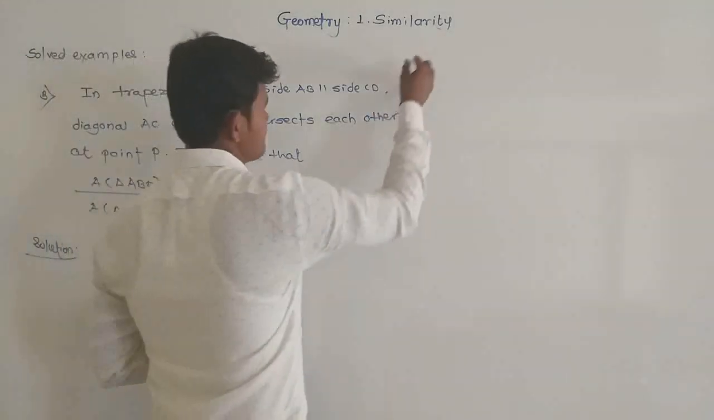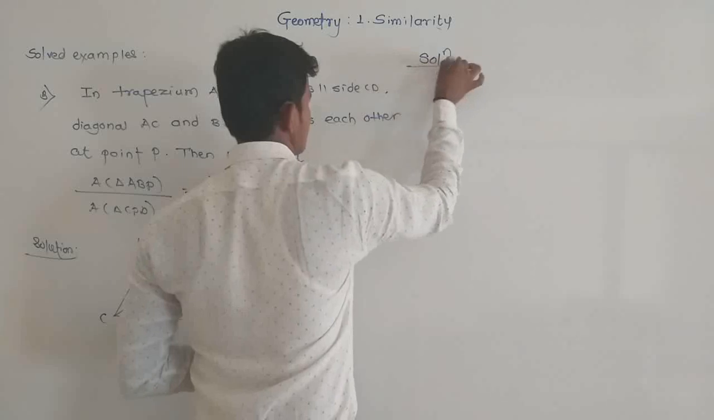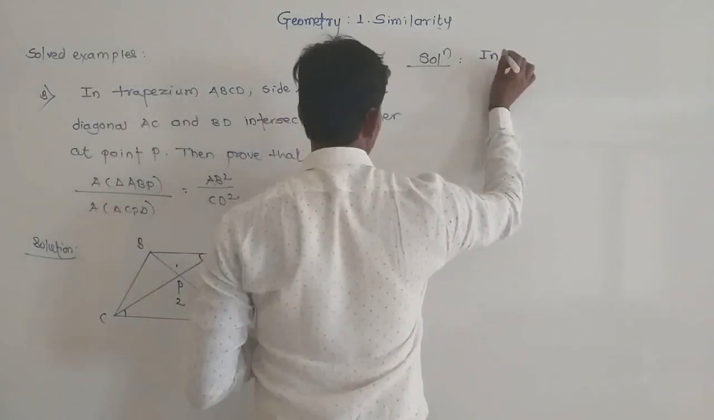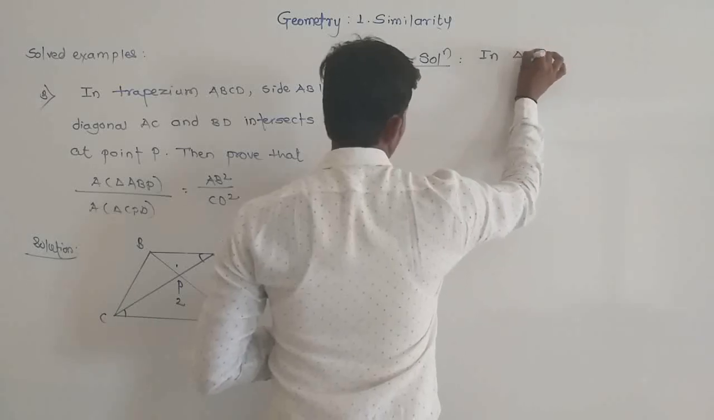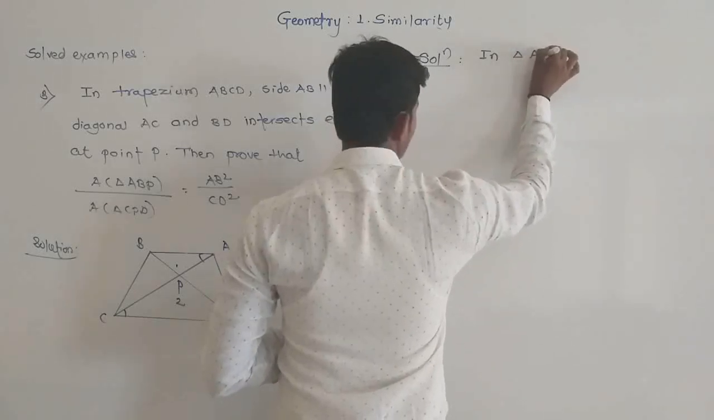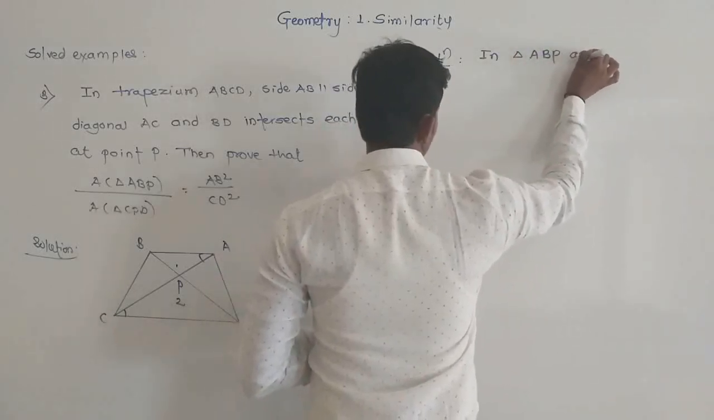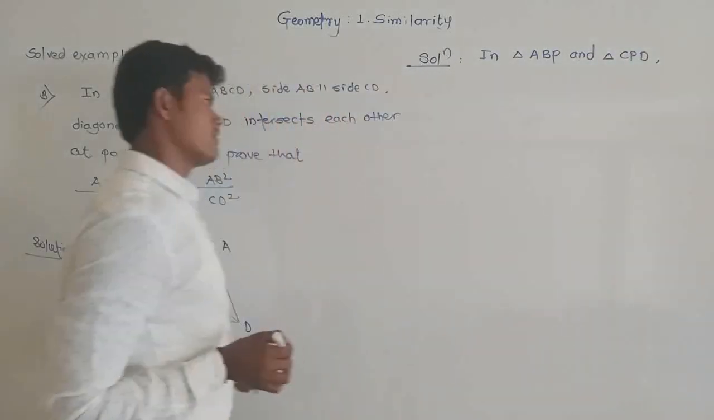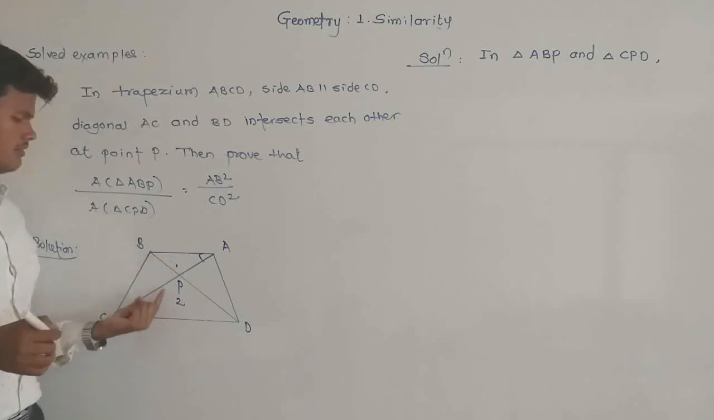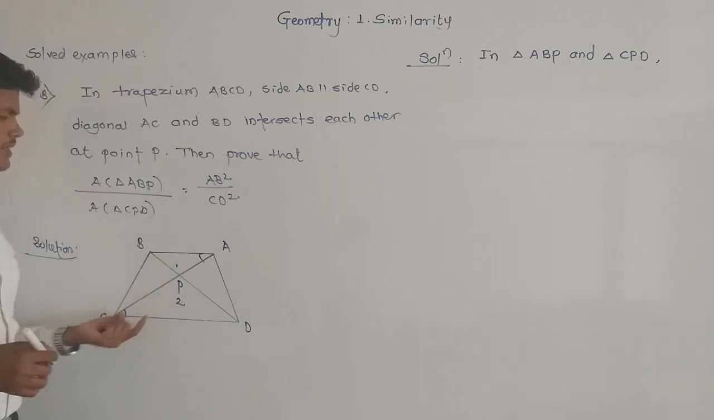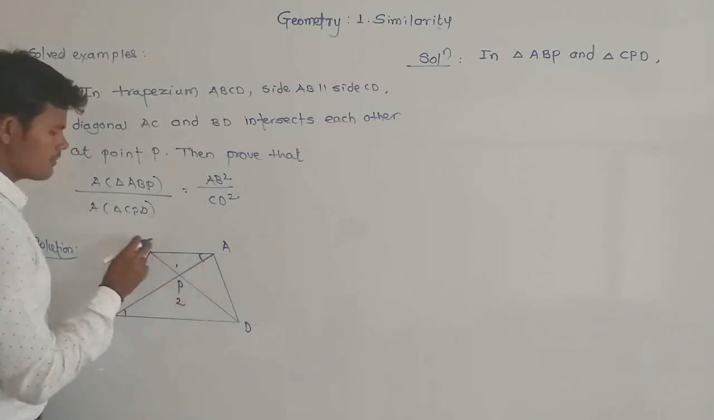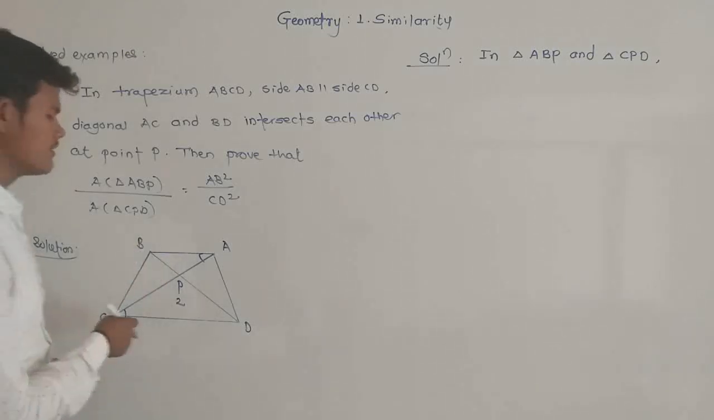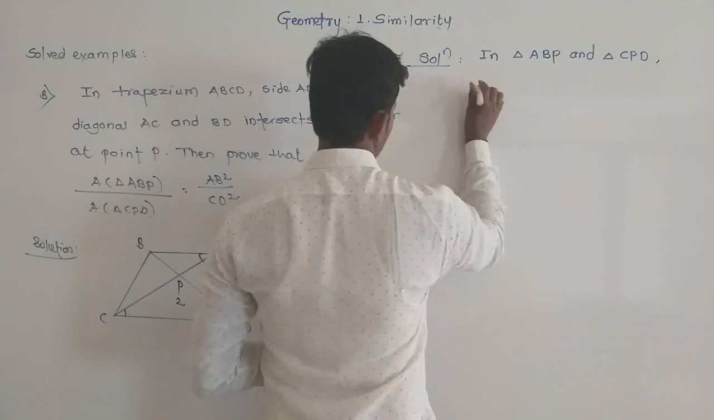So, which two triangles do we have to prove similar? Triangle ABP and triangle CPD. So in triangle ABP and in triangle CPD, angle PAB is congruent to angle PCD. It is already given. That is, they are alternate angles.